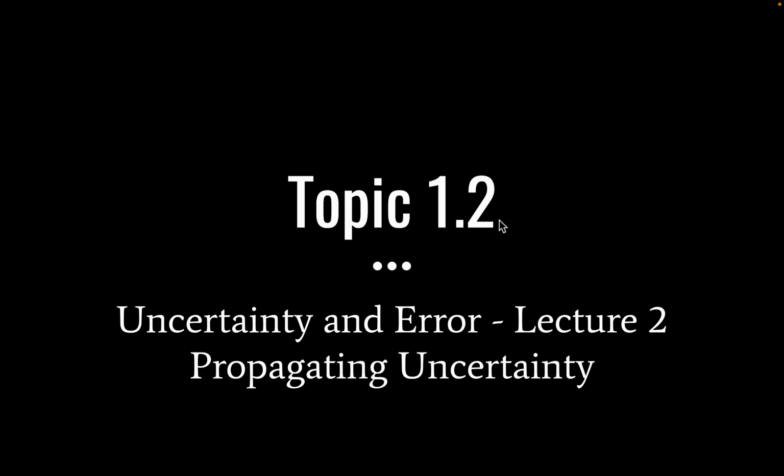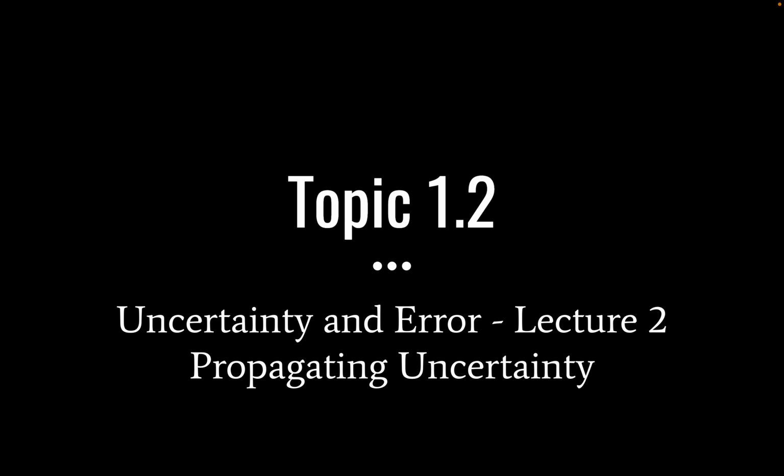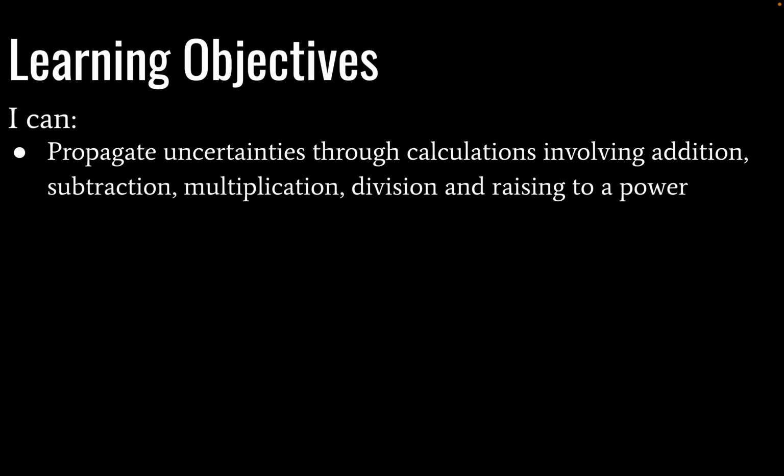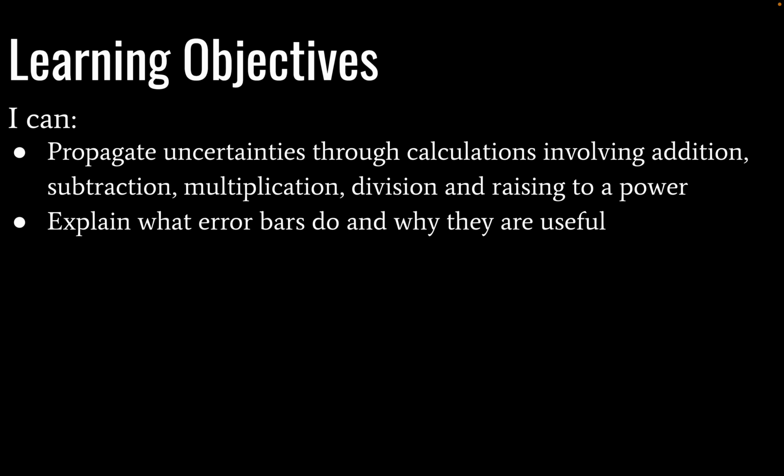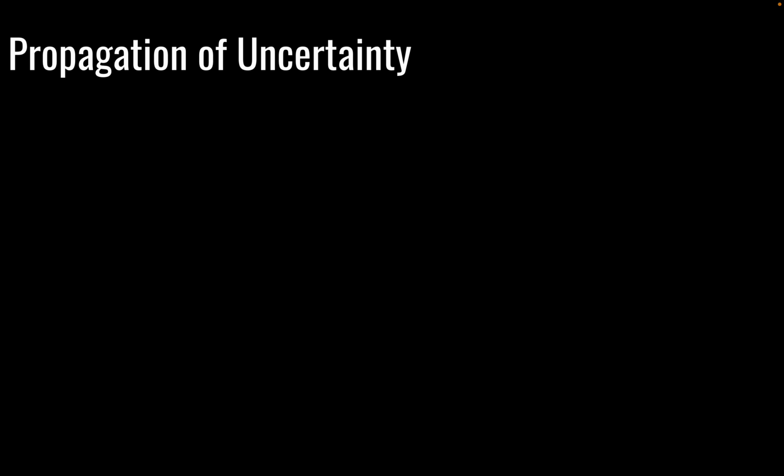All right, today we're going to take a look at topic 1.2 in which we propagate uncertainty. Your learning objectives. You'll note that this is the second lesson, and I'll put a card in here for the first one. Your learning objectives are to propagate uncertainties through calculations involving addition, subtraction, multiplication, division, and raising to a power. In other words, exponents. You will be able to explain what error bars do and why they are useful. You'll be able to define slope uncertainty, and we'll look at a couple of sample calculations as well.